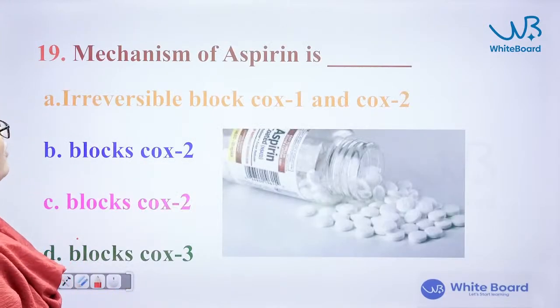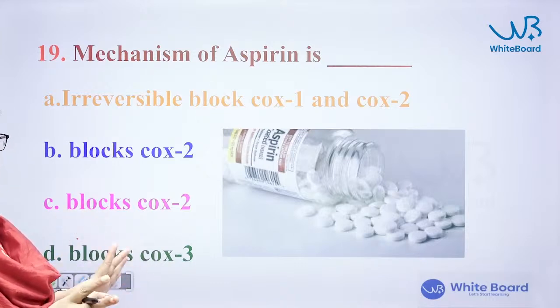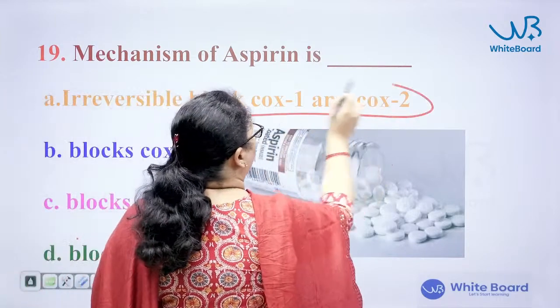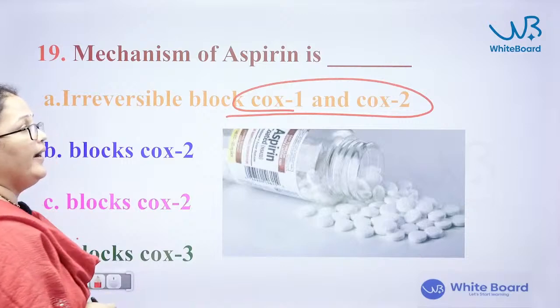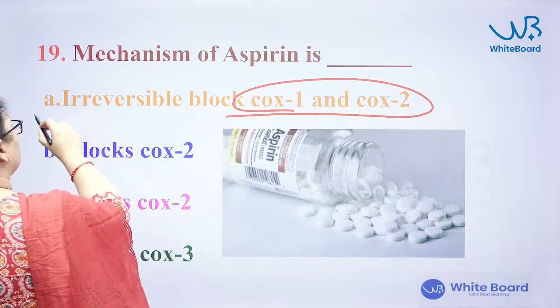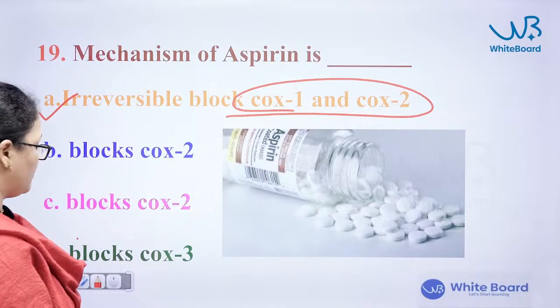Next, mechanism of aspirin. So, the main mechanism of aspirin is, it is an anti-inflammatory, but it blocks both enzymes, COX-1 as well as COX-2. So, it will affect the pathway of both. So, the correct answer is the first one. So, irreversible blockage of COX-1 and COX-2.